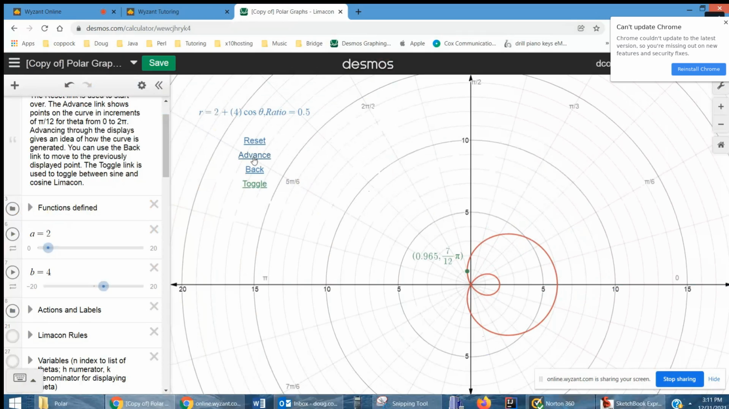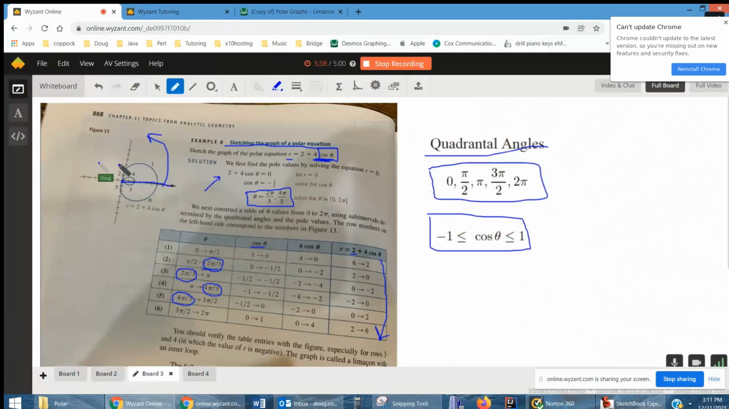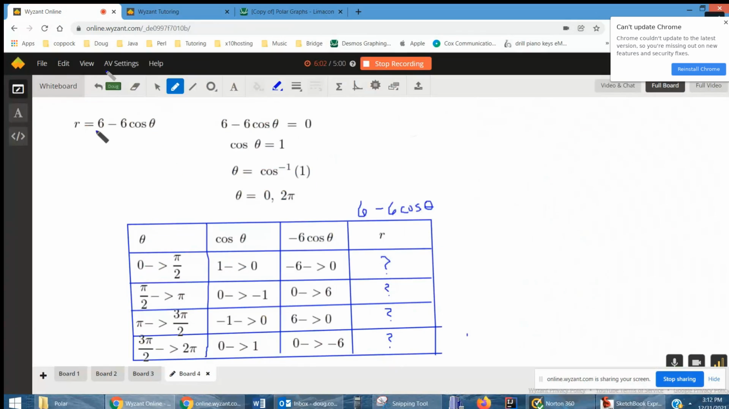I can continue along, clicking the advance key so you can see how this shape traces out as theta increases from 0 to 2 pi. And there we complete one revolution around the unit circle. If I click the toggle button, by the way, we get this 2 plus 4 sine of theta. So you get the same basic shape, but it's opening up and down instead of left and right. Okay, so back to Wyzant, and let's look at your problem.